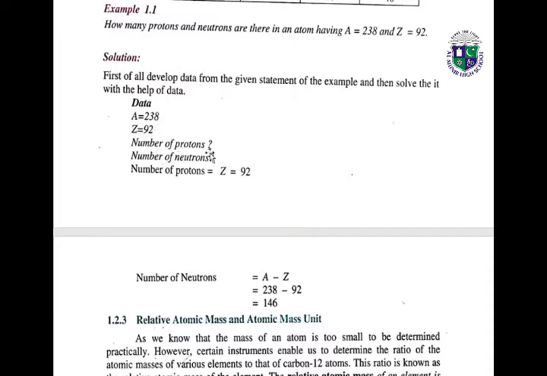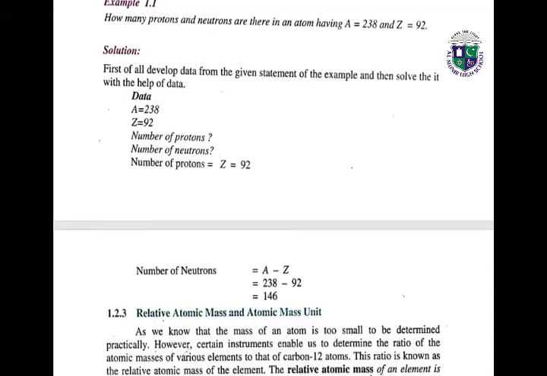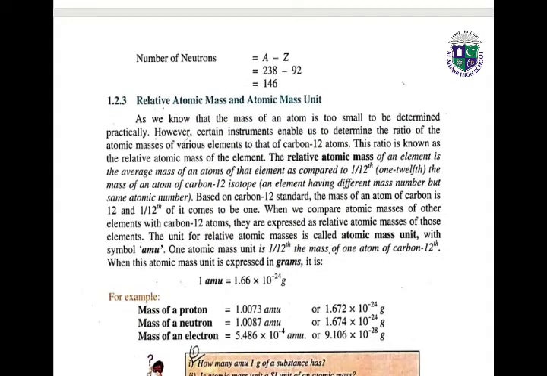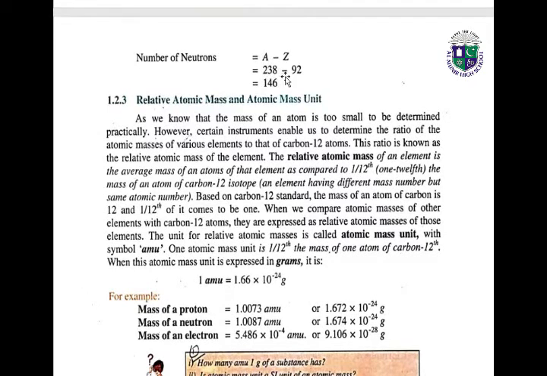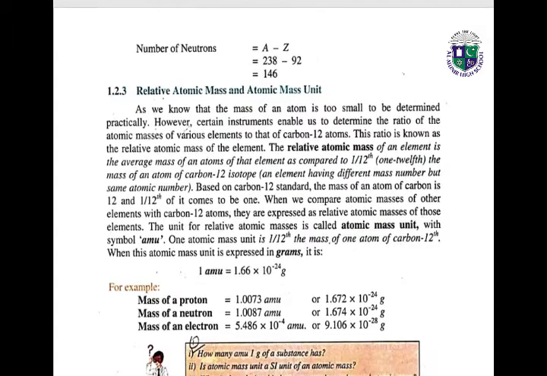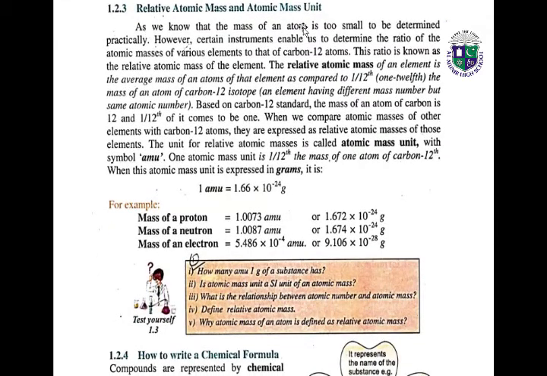We have to calculate the number of protons and neutrons. So the number of protons is equal to 92, and the number of neutrons is A minus Z, 238 minus 92, which is 146. Now what is relative atomic mass and relative atomic mass unit?